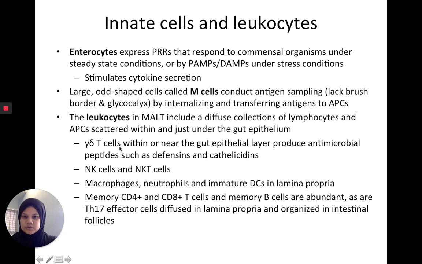So these include T cells, like the natural killer cells, natural killer T cells, the macrophages, neutrophils, dendritic cells, the memory CD4 and CD8 T cells, and memory B cells as well, and the Th17. Remember, the Th17 is a very important subset of the T lymphocytes that are present in the mucosal areas, in the gut especially.